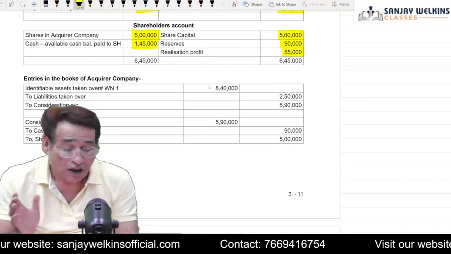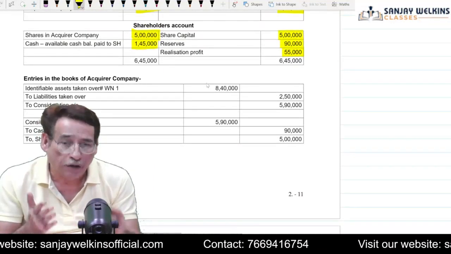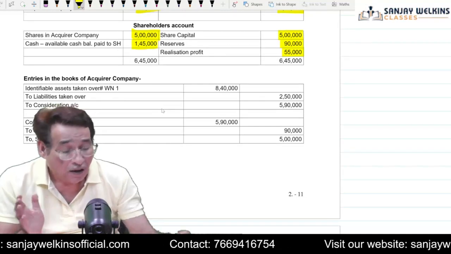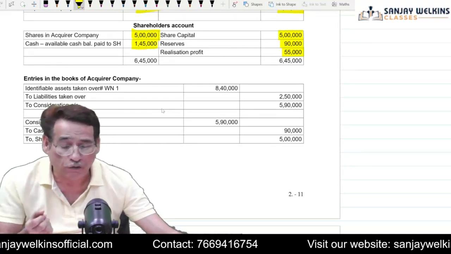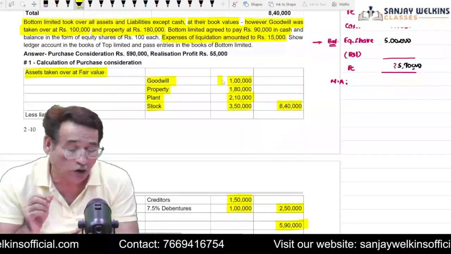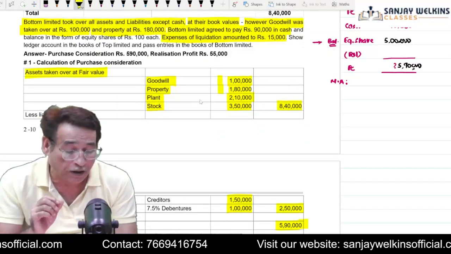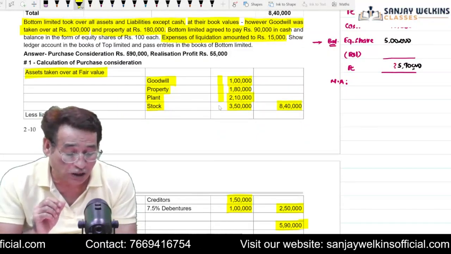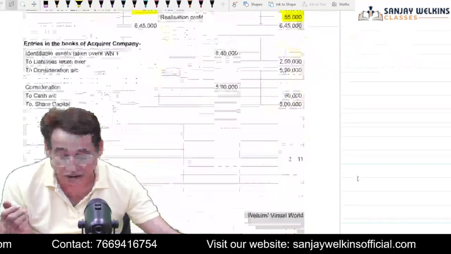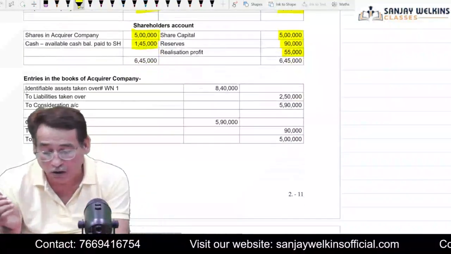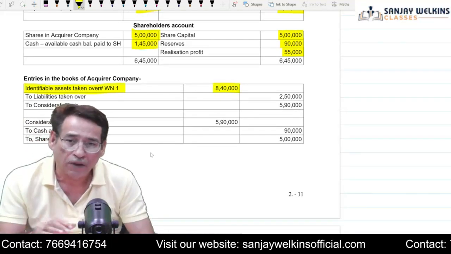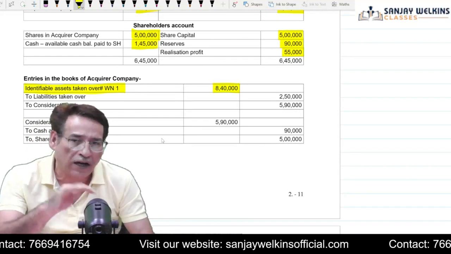So under Ind AS 103, we write all the assets which we have taken over, correct? And generally at which value we have taken them over. Actually, we have taken over all the assets, but we have taken over goodwill at 1 lakh. We have taken over property 180. We have taken over plant 2 lakh. We have taken over this. So 8 lakh 40. So in the entry, I have written directly, or you can write separately also. I have written here identifiable assets taken over 8 lakh 40. You can write this way around, or you can write separately.